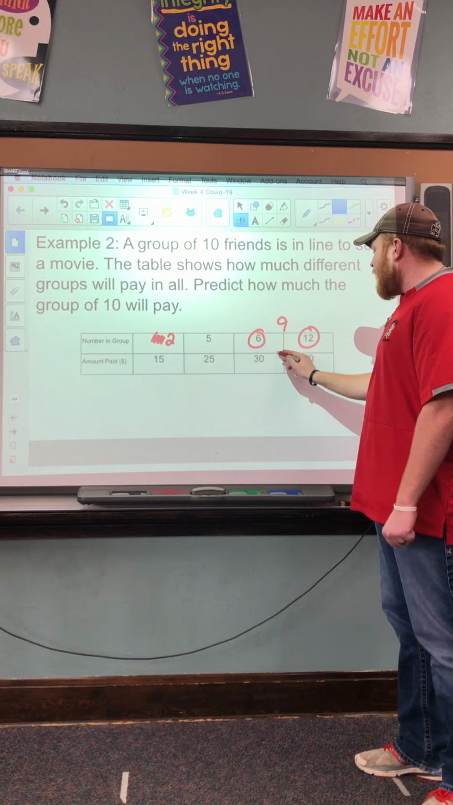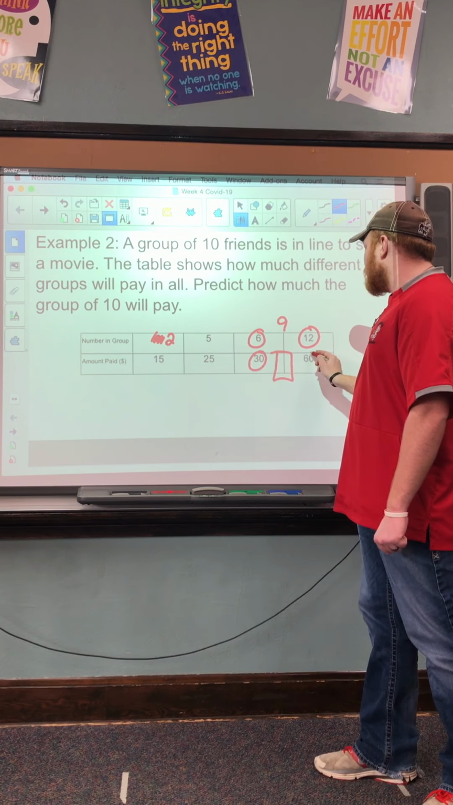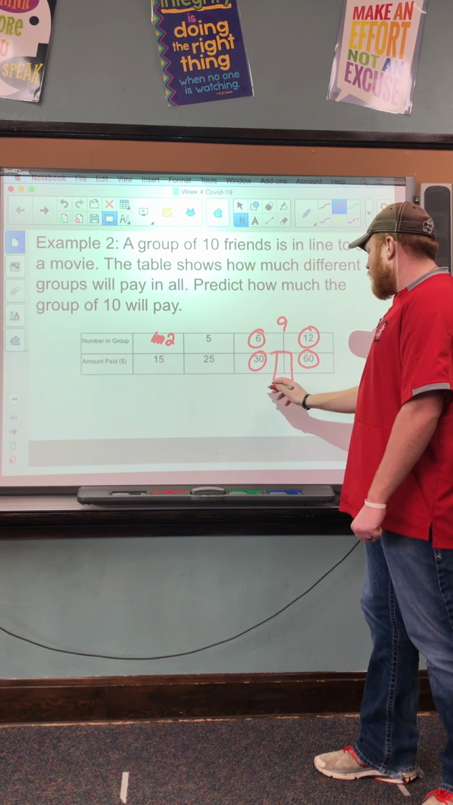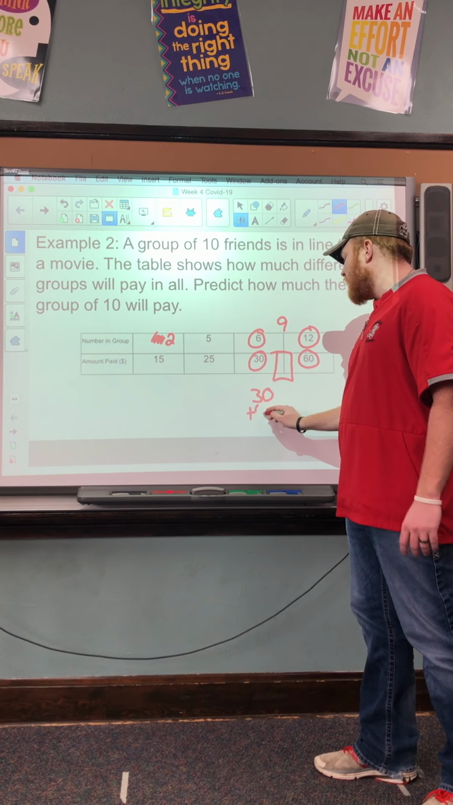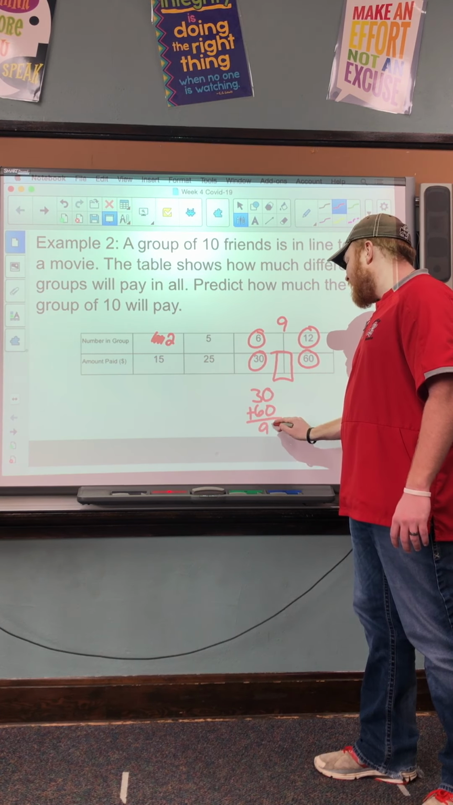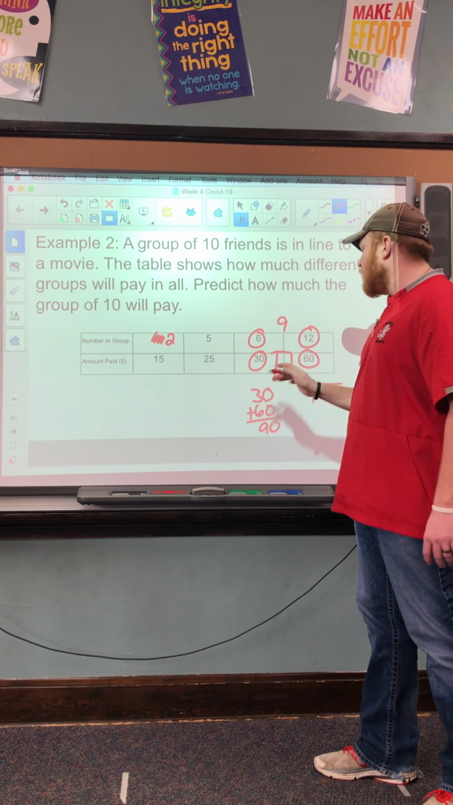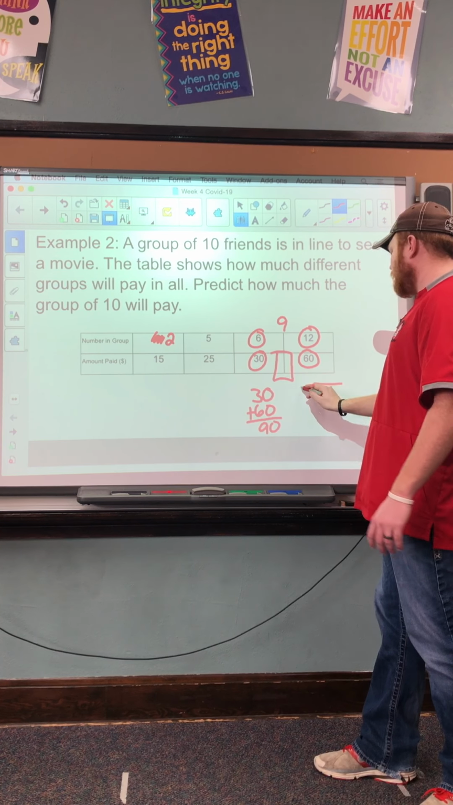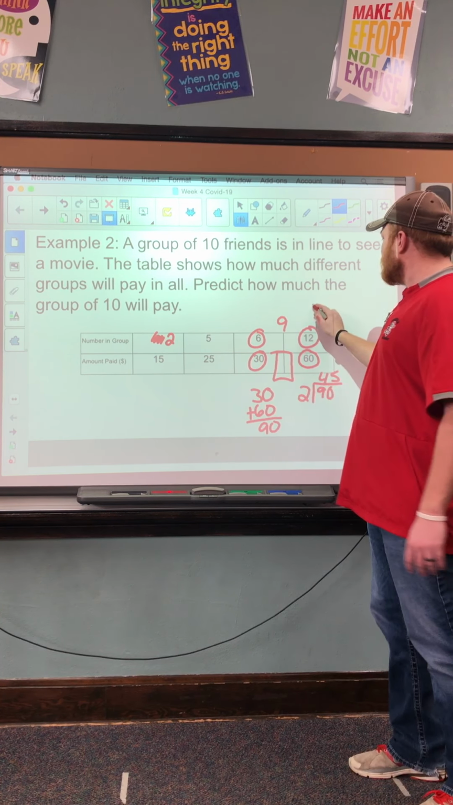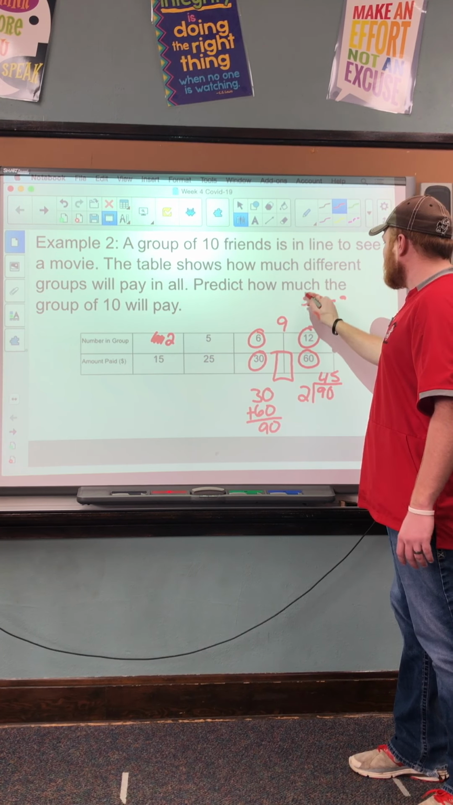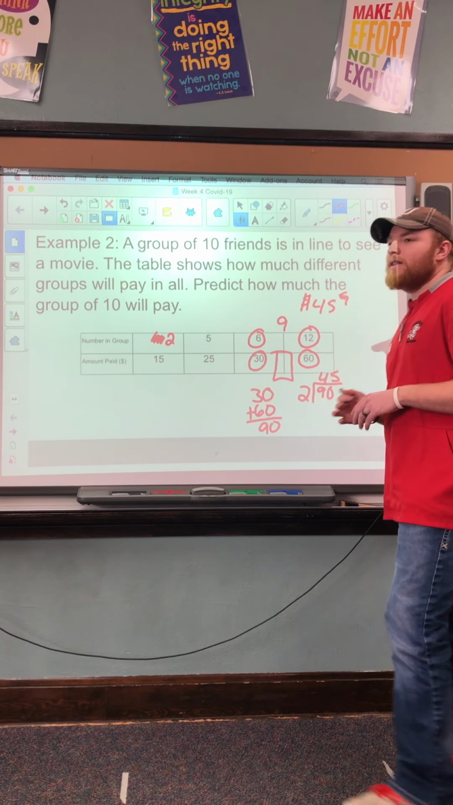Now to find how much 9 people will pay, you would have to find the mean of 30 and 60. To find the mean or the average, you add those two numbers together, you would get 90, and then we would divide it by the amount of numbers we're dealing with, which is 2. So divide it by 2, and you should get $45 as your answer. Oops, not percent, dollars. Okay, that's the hardest part of the lesson right there.